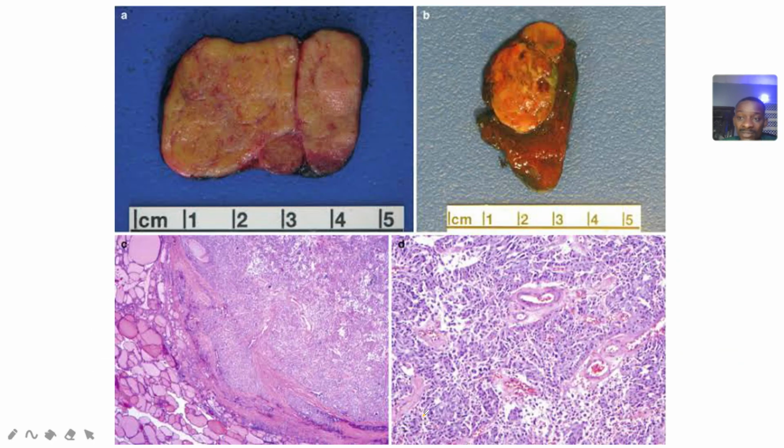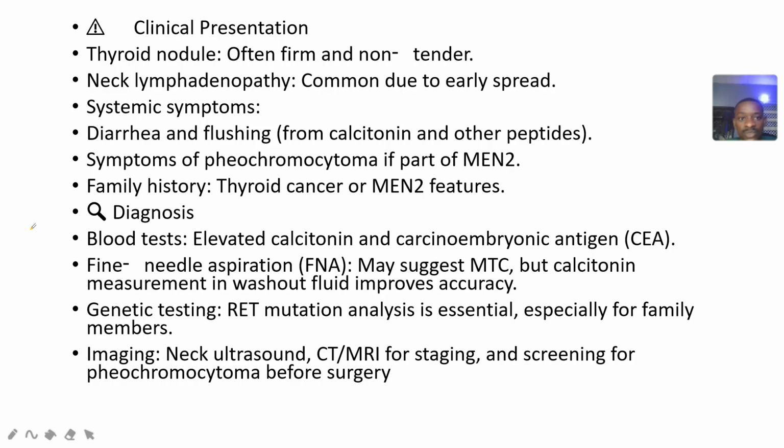This is a thyroid gland that was removed. You can see that the thyroid gland has lost its shape. The thyroid gland is usually what? Butterfly-shaped, like this, but has lost its shape. So clinical presentation, you have thyroid nodules, they are firm. You have neck lymphadenopathy, systemic issues like diarrhea and flushing, symptoms of pheochromocytoma, then you can say family history.